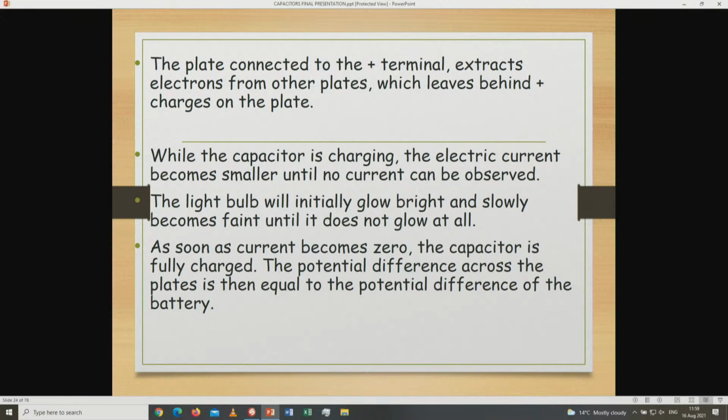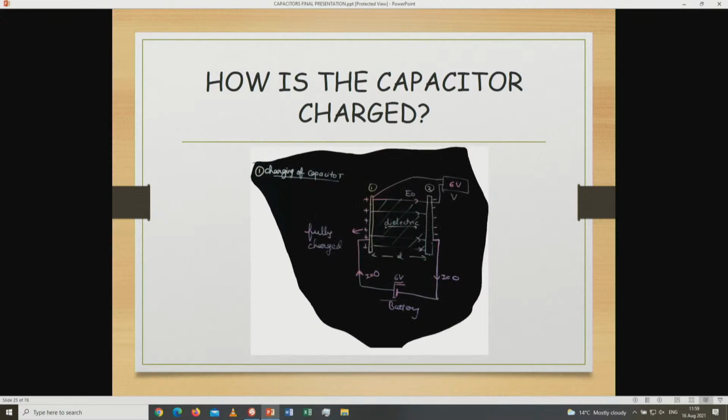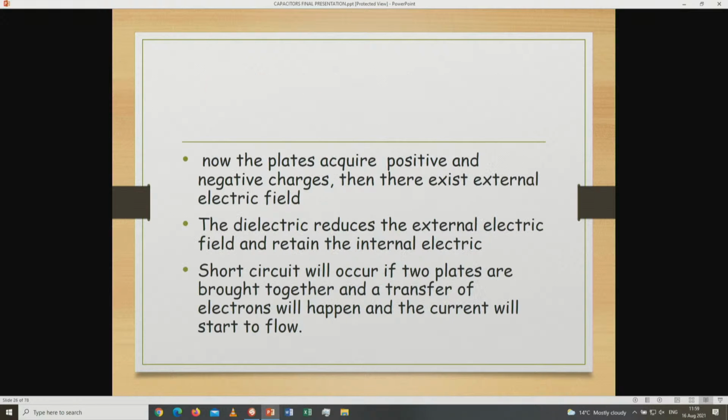The potential difference across the plates is now equal to the potential difference of the battery, as I have indicated. This is the same picture that I've just indicated. And how will the capacitor acquire charges? The same as what I've drawn earlier on. Now the plates have acquired positive and negative charges.